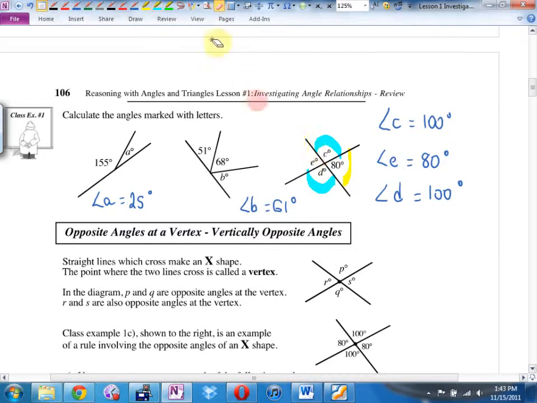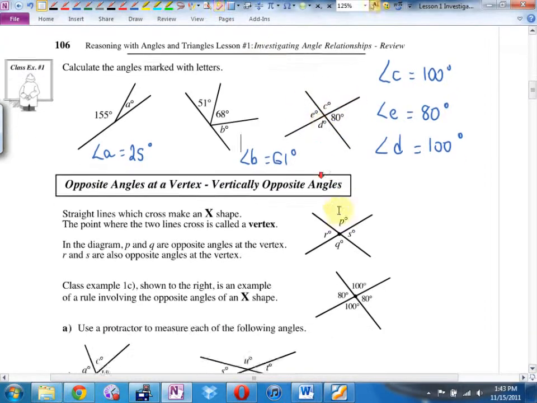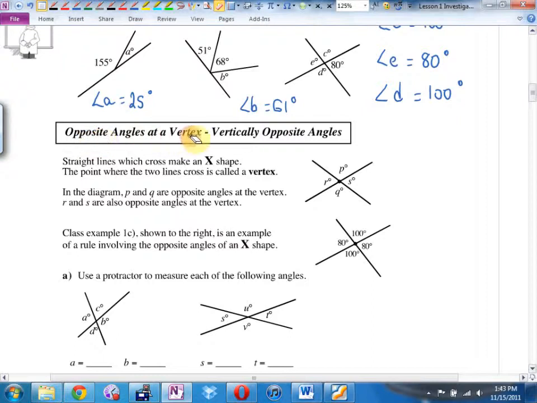First of all, we're going to erase the highlighter. If we have opposite angles at a vertex, we call them vertically opposite angles. If you have two straight lines that make an X shape, first of all, the point where they cross right there is called the vertex. Can you tell me two angles that have to be the same size in this particular picture? S and R have to be the same size. I don't know what they are, but they've got to be the same. And in fact, if I knew one of them, I could find the other three.